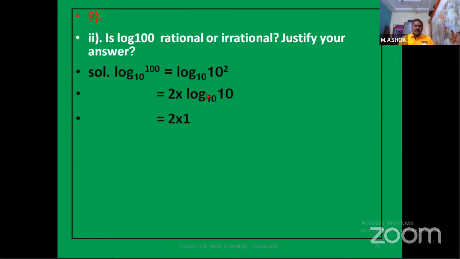Why? The logarithm of a number with the same base is 1. So its value is 2. Means the log 100 value is 2. Clearly, it is a rational number. Okay. So with this, all the sums of our exercise 1.5 I have taught with you, and if I left any sums, you have to practice the remaining sums. With this, our first chapter is completed.